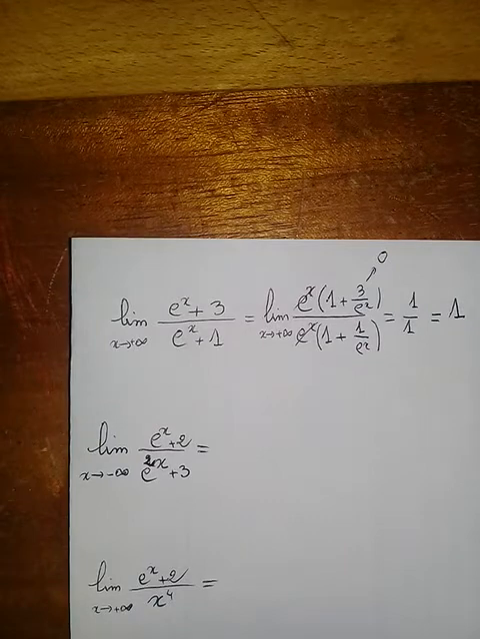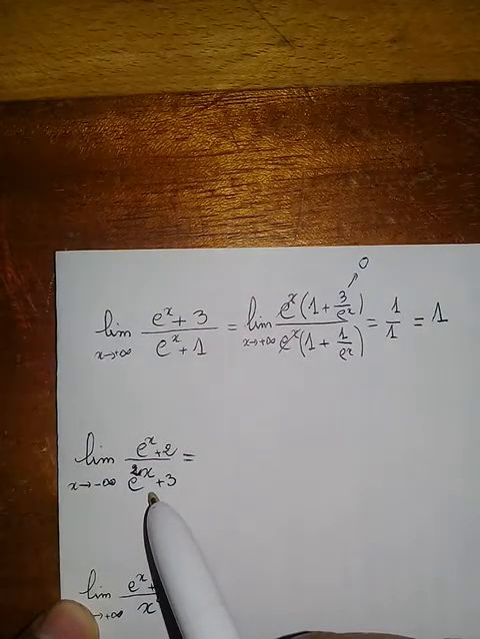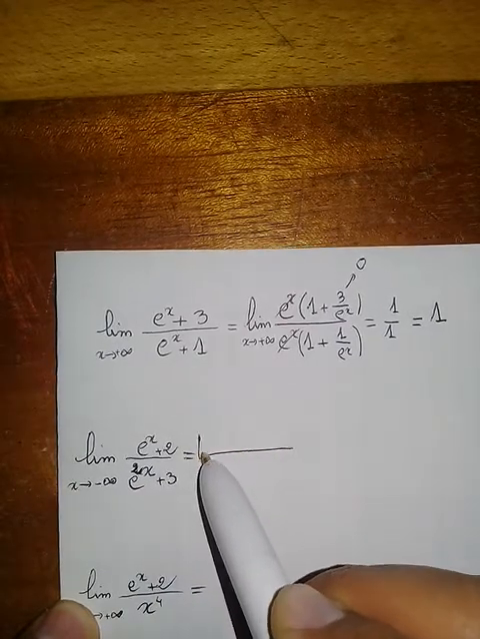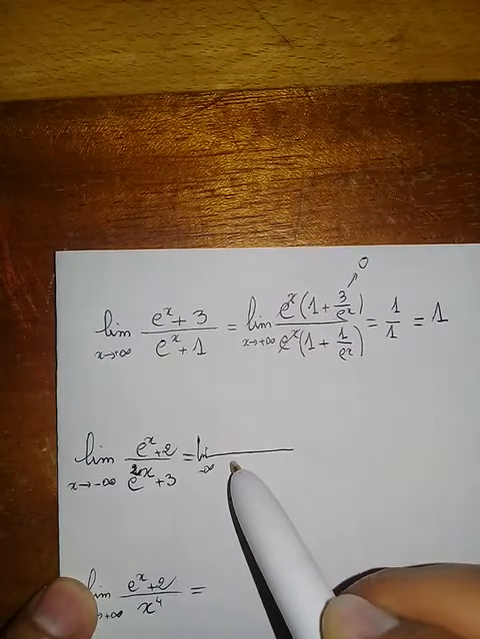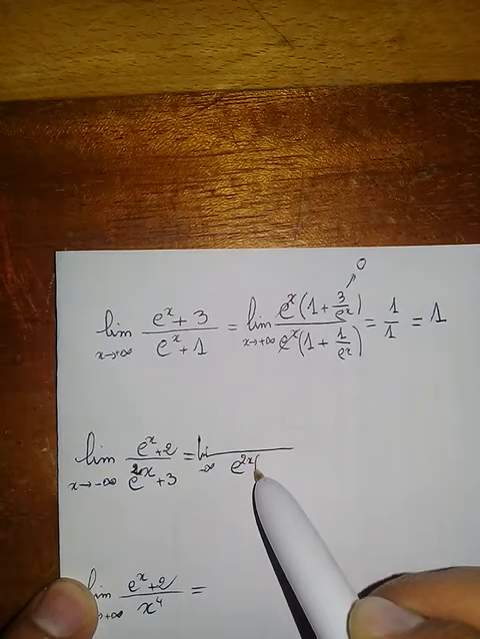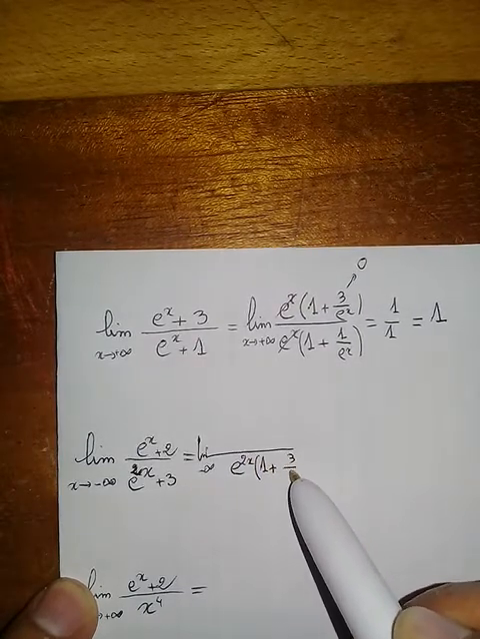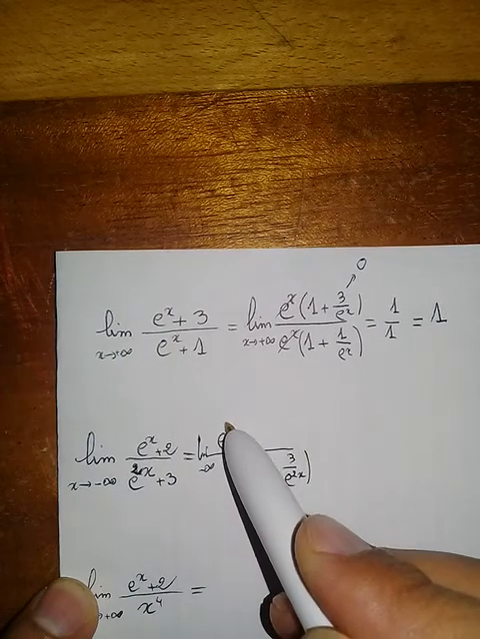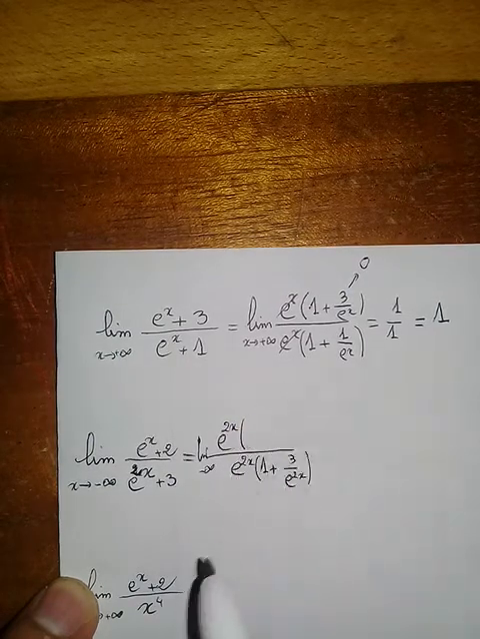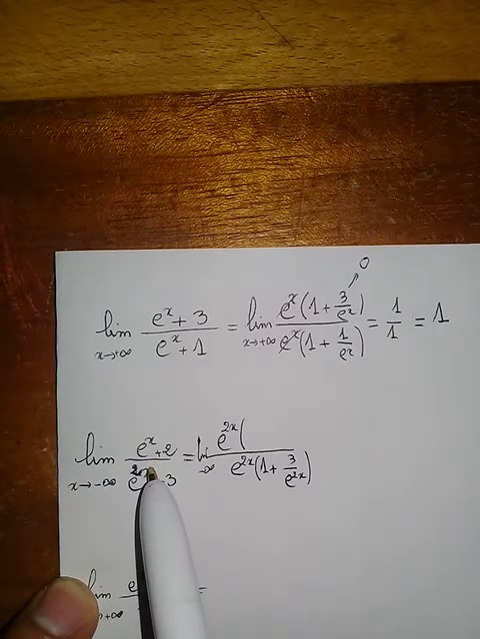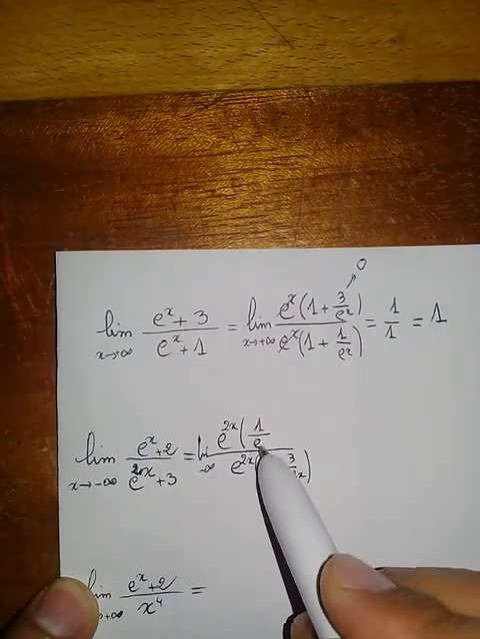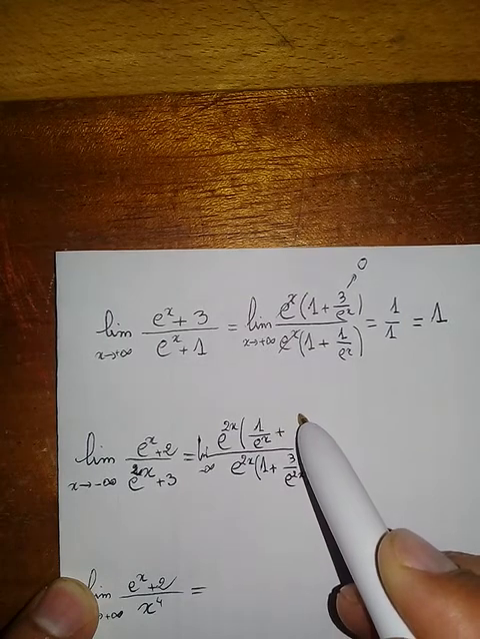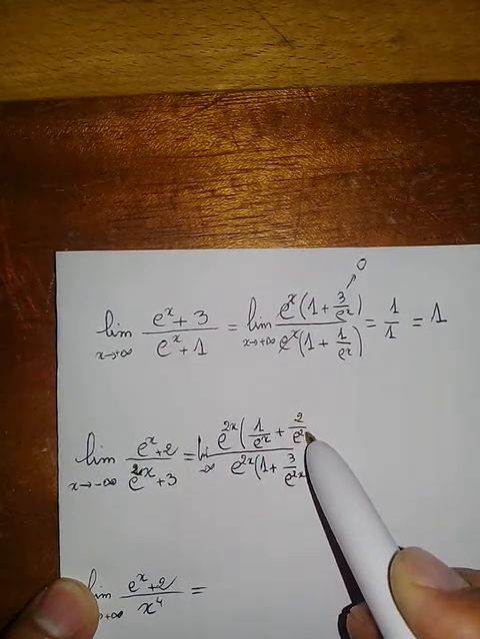The second example, we need to factorize by e to the 2x, limit at negative infinity, e to the 2x times 1 plus 3 over e to the 2x, and e to the 2x times e to the x over e to the 2x, so it's 1 over e to the x plus 2 over e to the 2x.